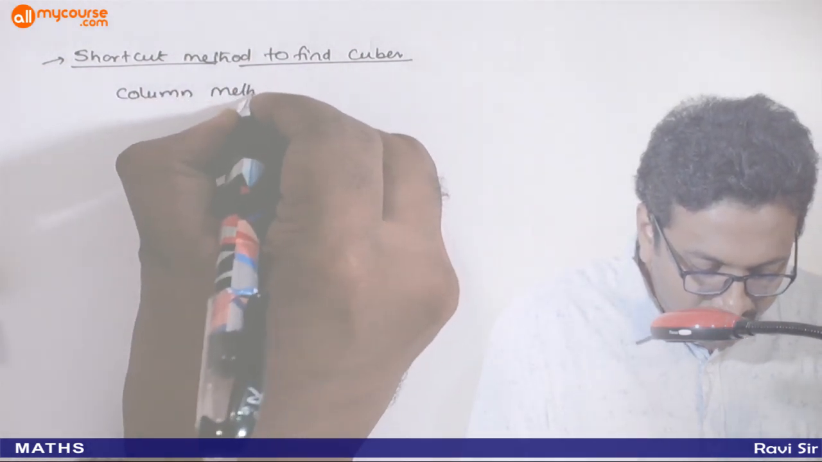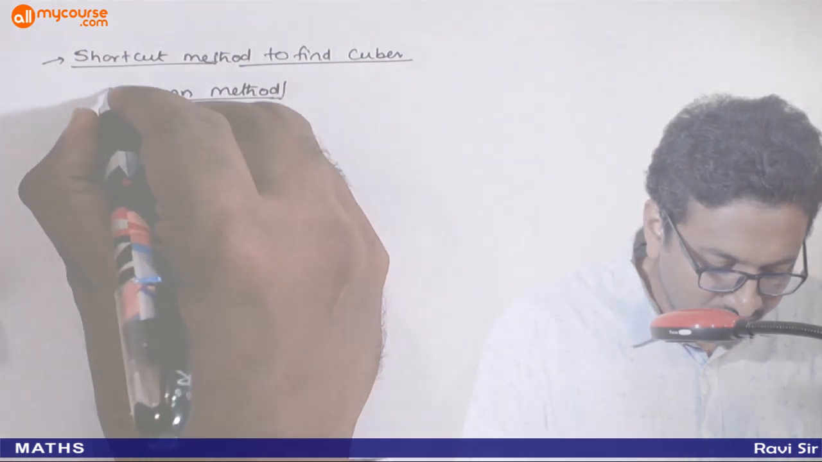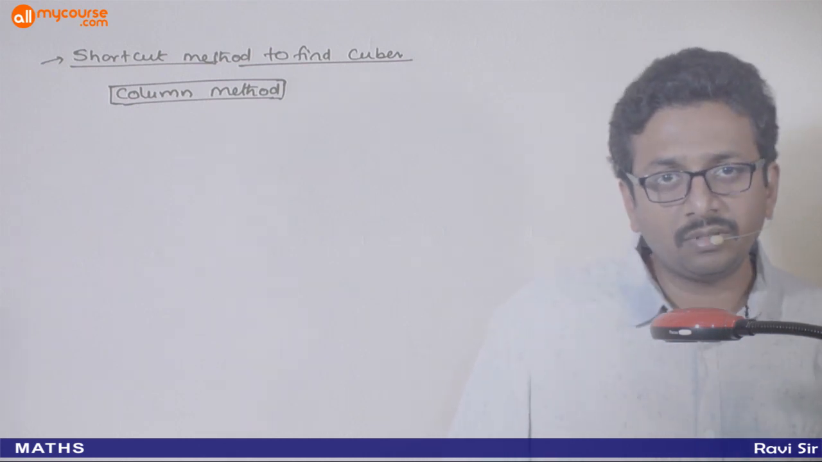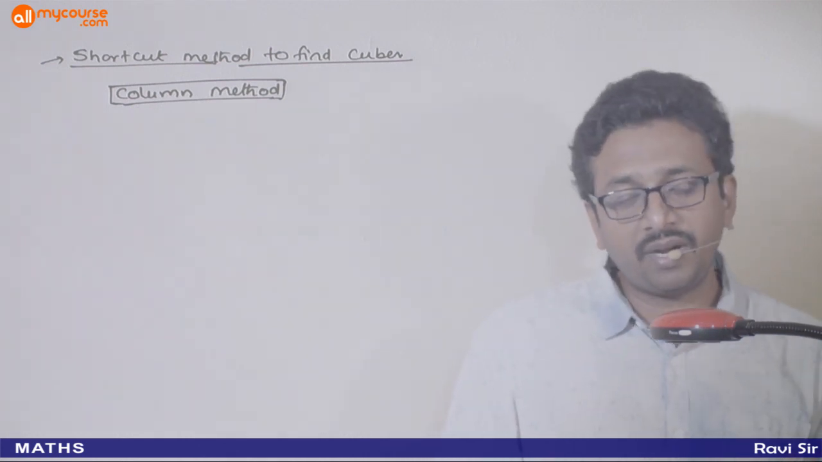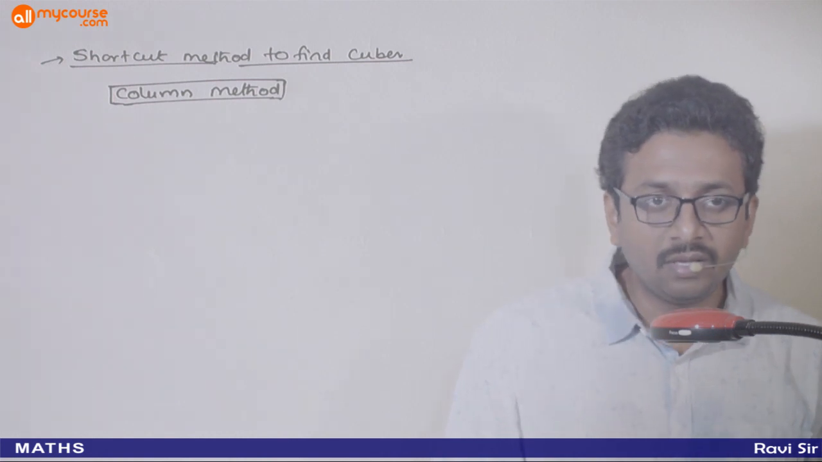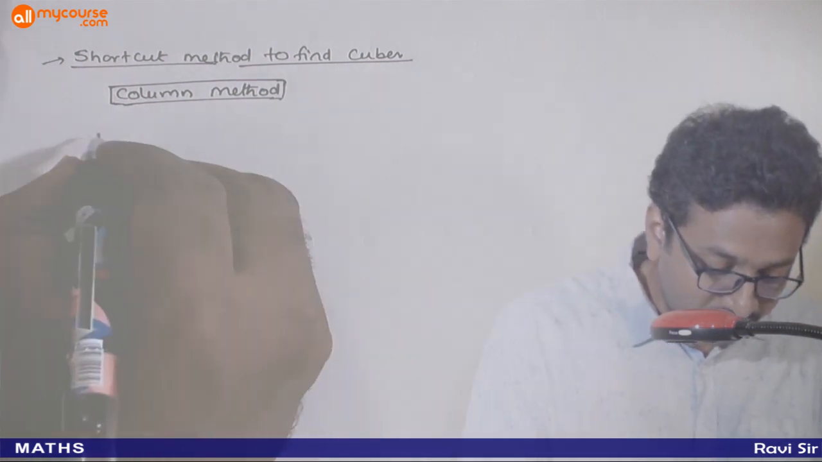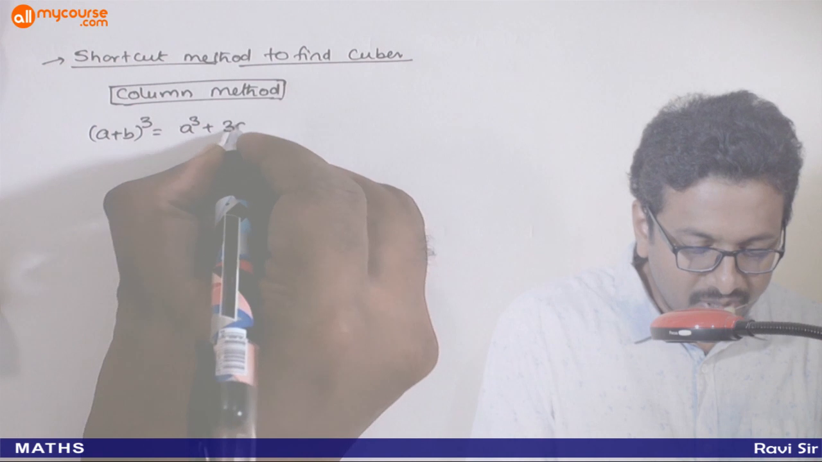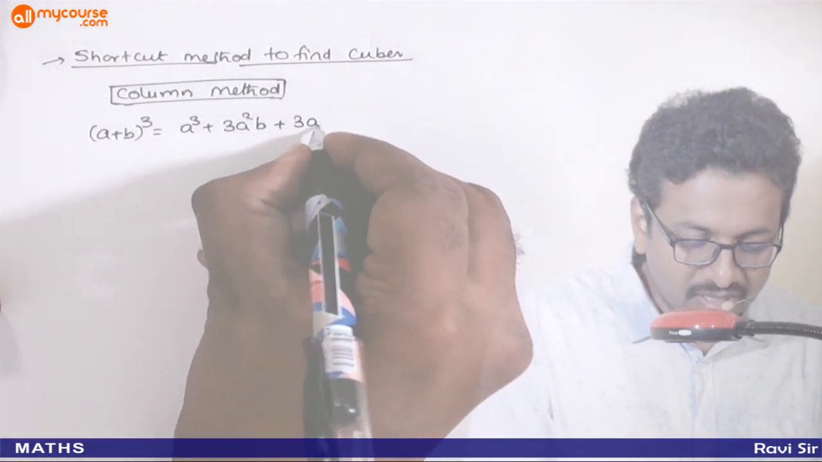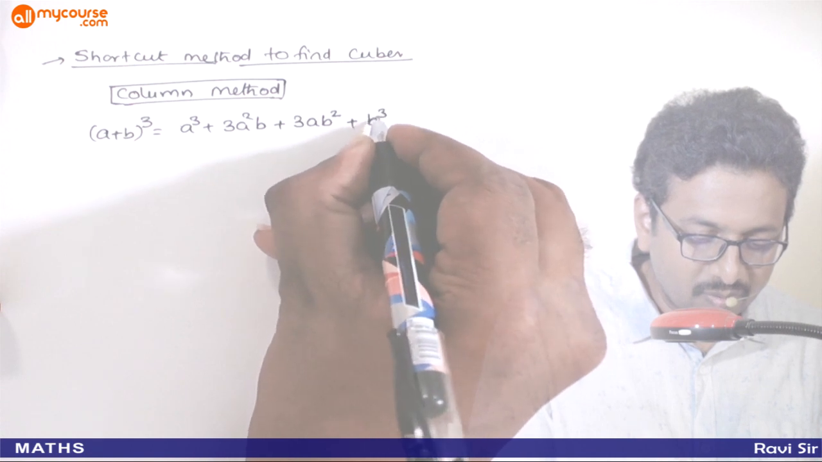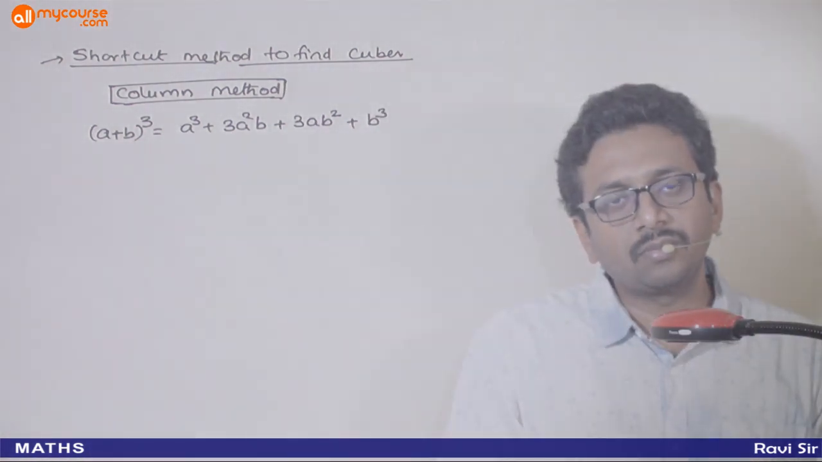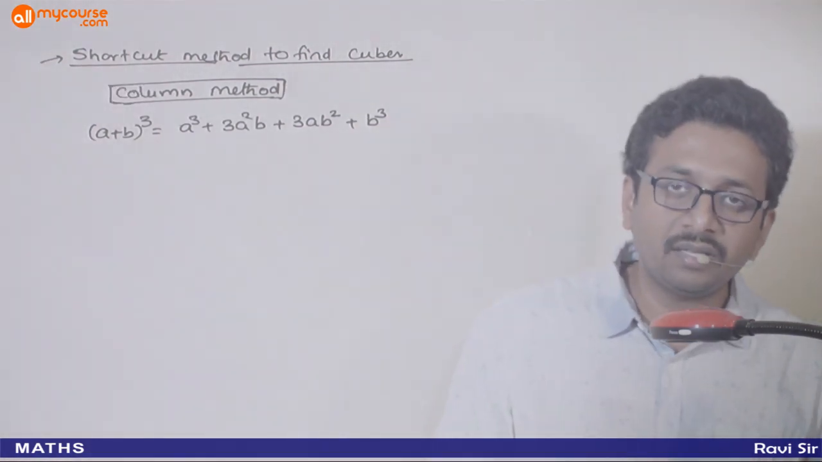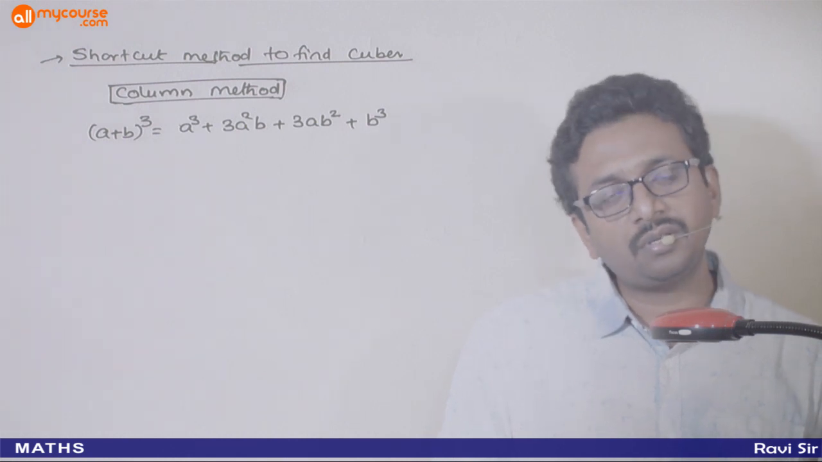This is similar to what you have done in your squares and square roots chapter. In that chapter also there is a column method, in which you use 3 columns to find the square of 2-digit numbers. You have a similar method, which is based on the formula (a plus b) whole cube is equal to a cube plus 3a square b plus 3ab square plus b cube. Using this formula, we can create a shortcut method to find the cubes of 2-digit numbers.